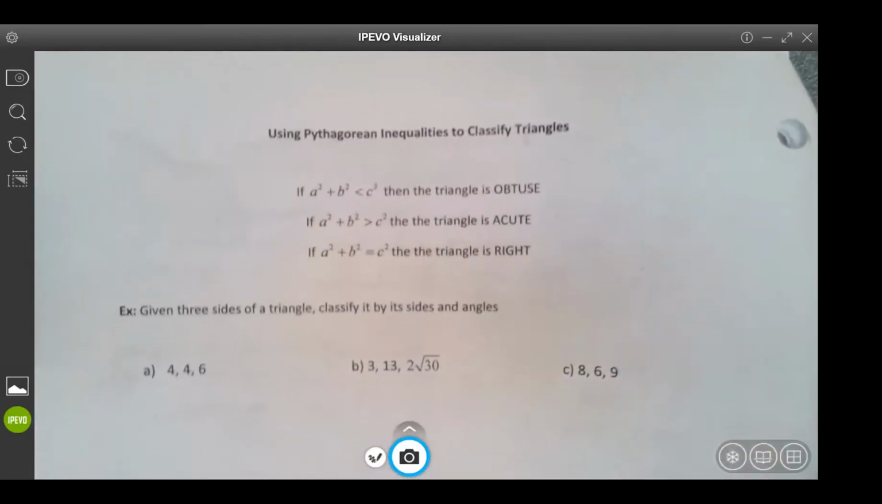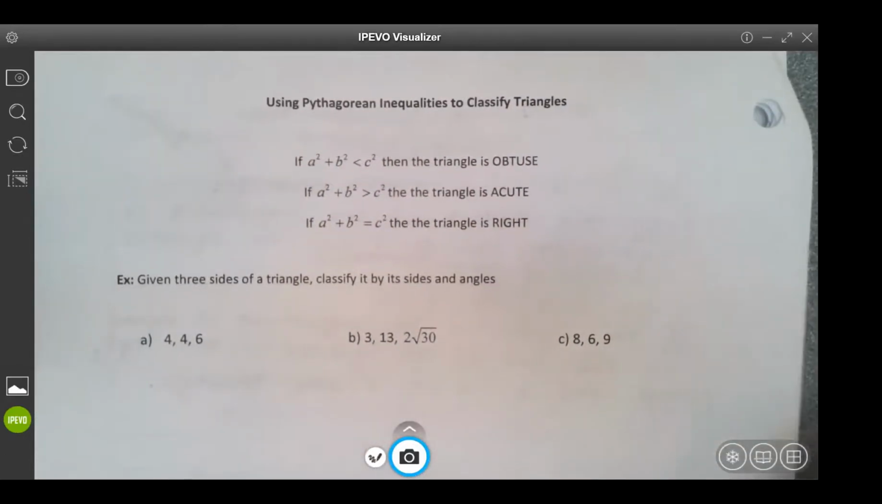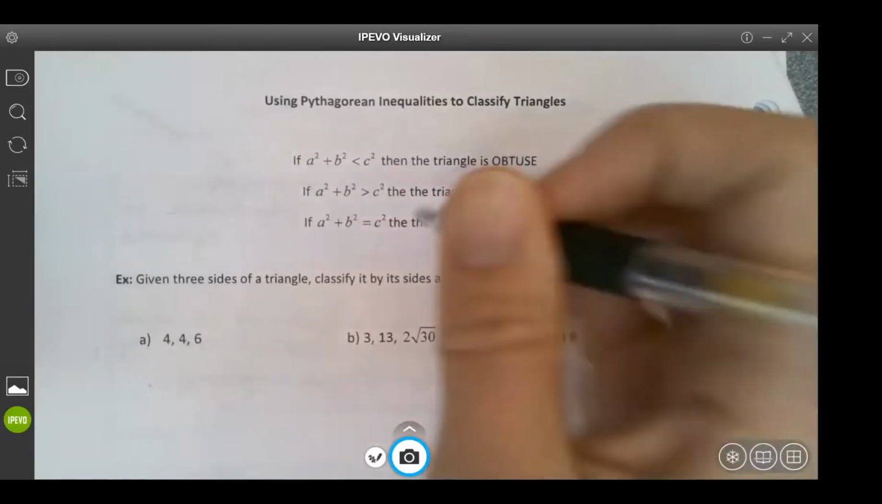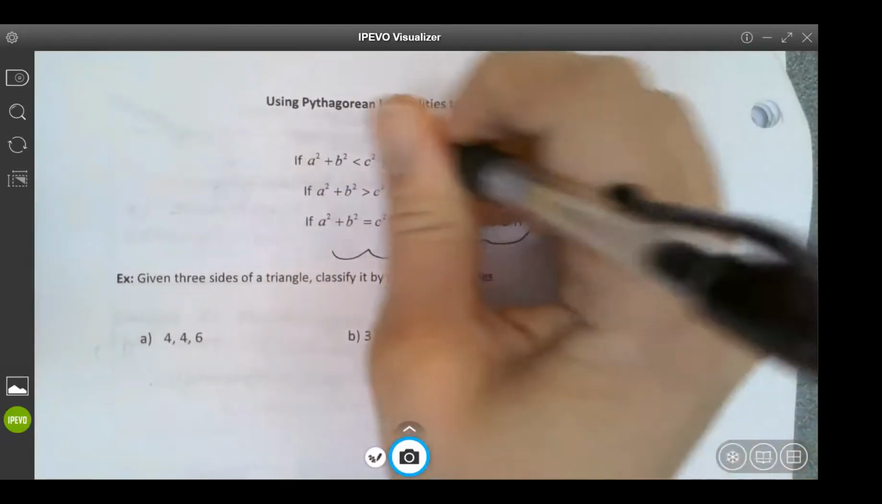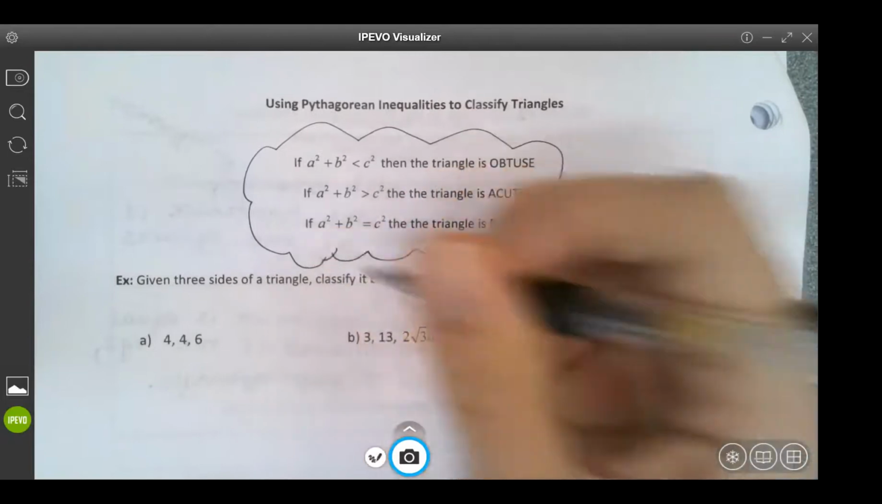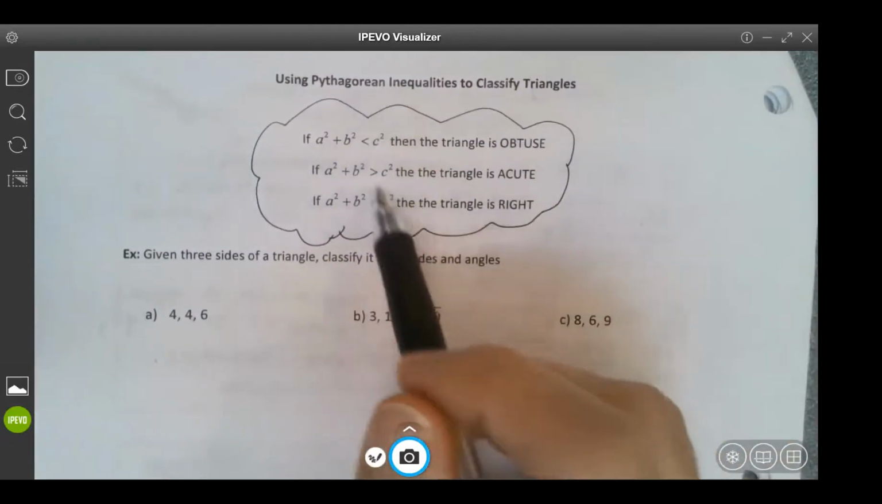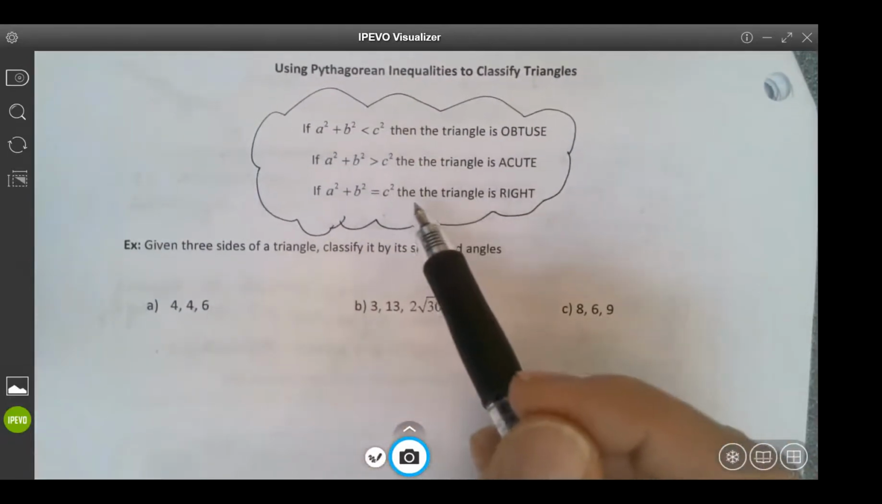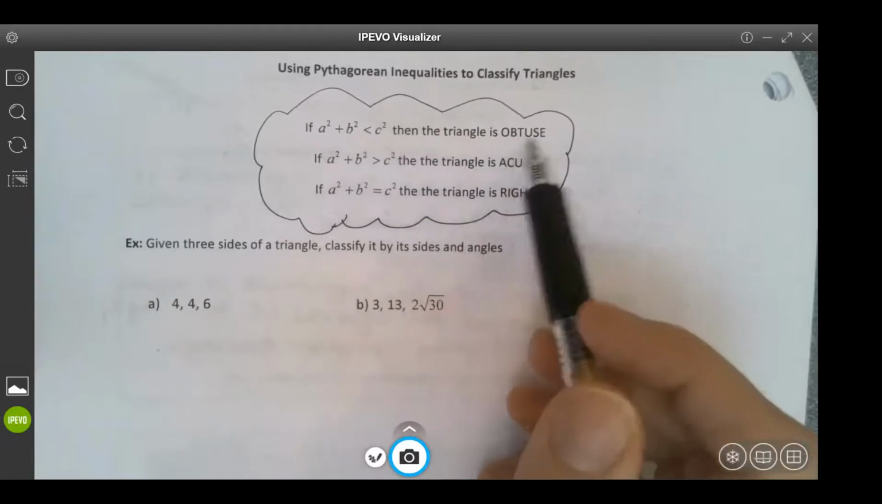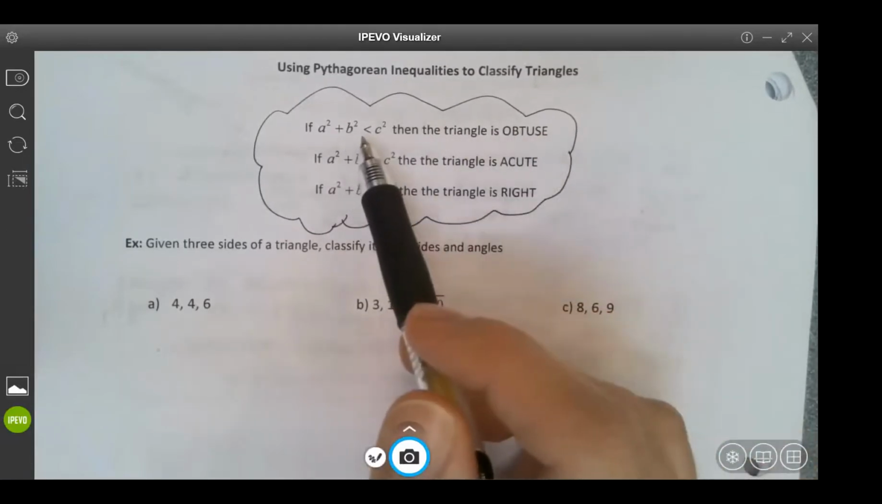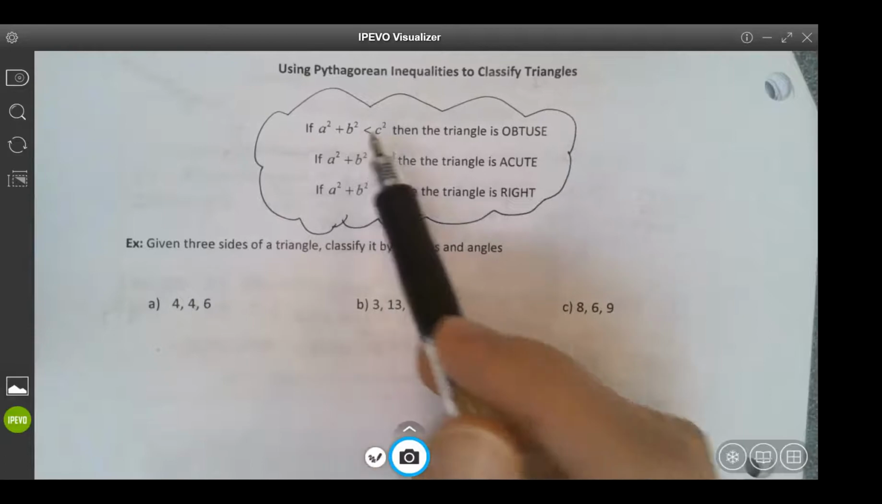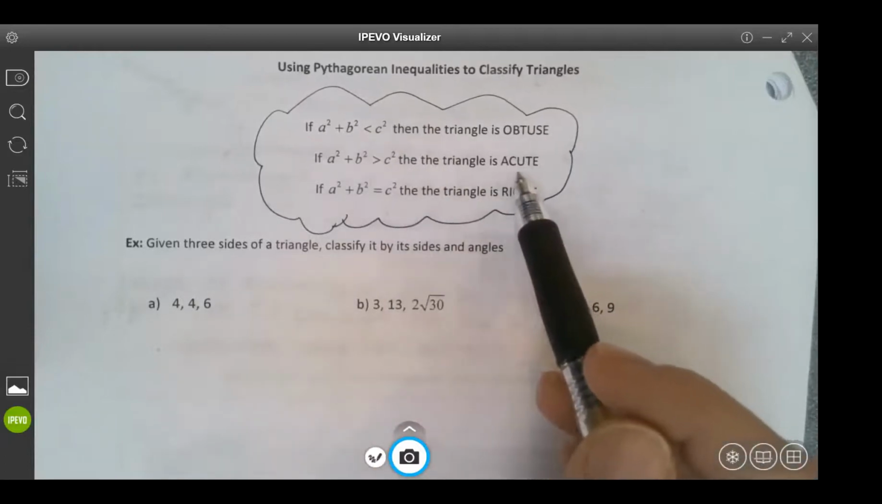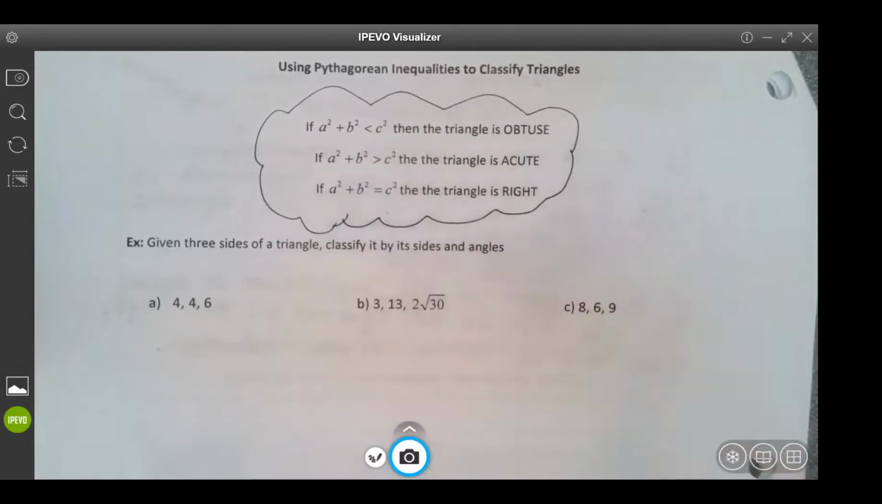At the top, it says, using the Pythagorean inequalities, classify the triangles. So here they are again. Now, I don't know what helps you, but for me, it helps to think about these as opposites. Obtuse is greater than 90, but for the inequality, it's less than. Acute is less than 90, but the inequality is greater than. So for me, that idea that it's opposite just helps.